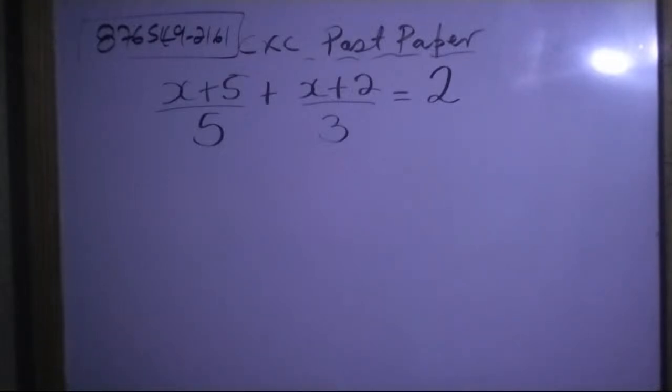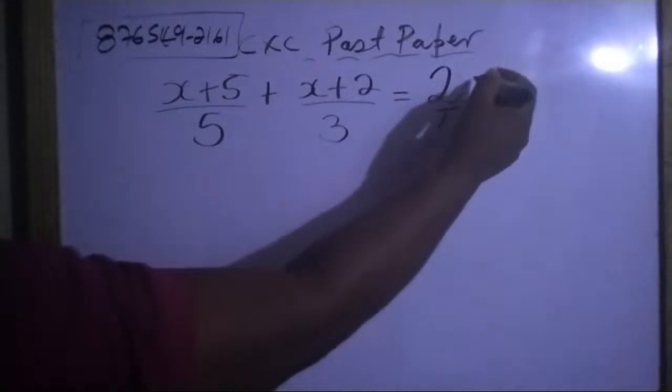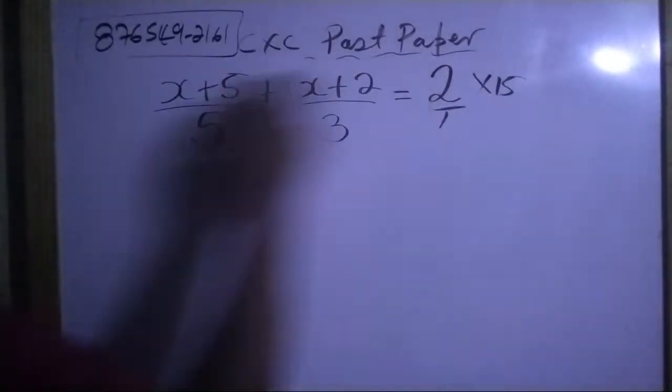Alright, 5 over 8. So let's see. First we know what we're supposed to do. Find the LCM and put this in our fraction. The LCM will be 15, so we multiply everything by 15.